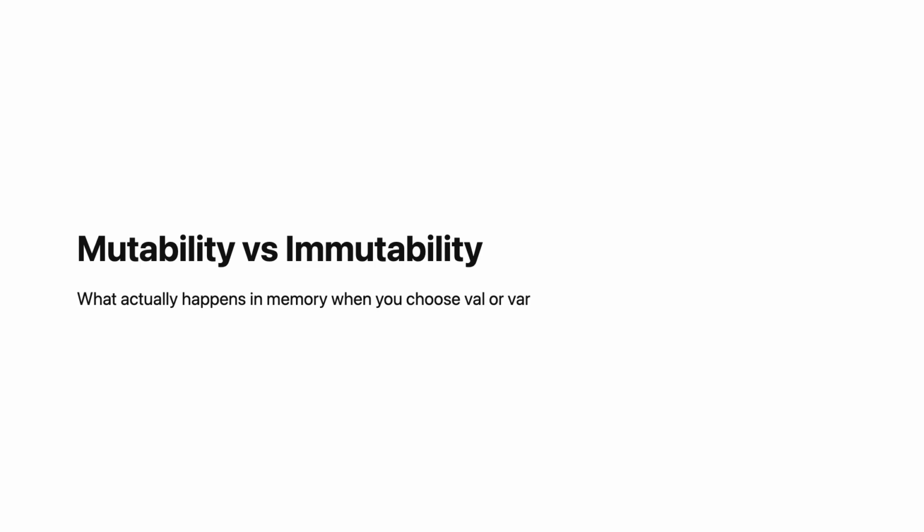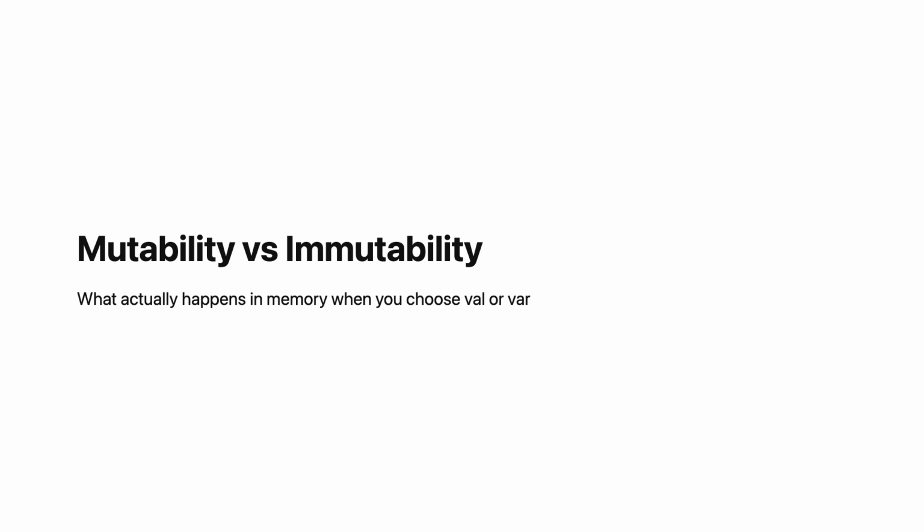Every Kotlin developer knows the difference between val and var. Val means you cannot reassign it. Var means you can. Simple, right? But here is the thing: that is the surface level story. What actually happens in memory when you choose one over the other?